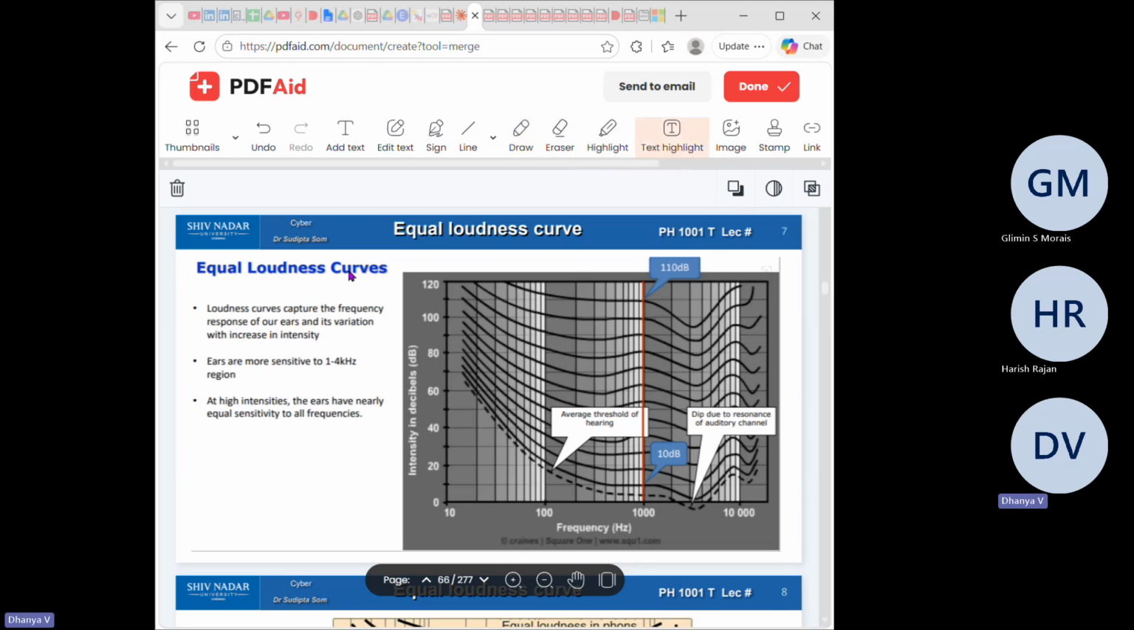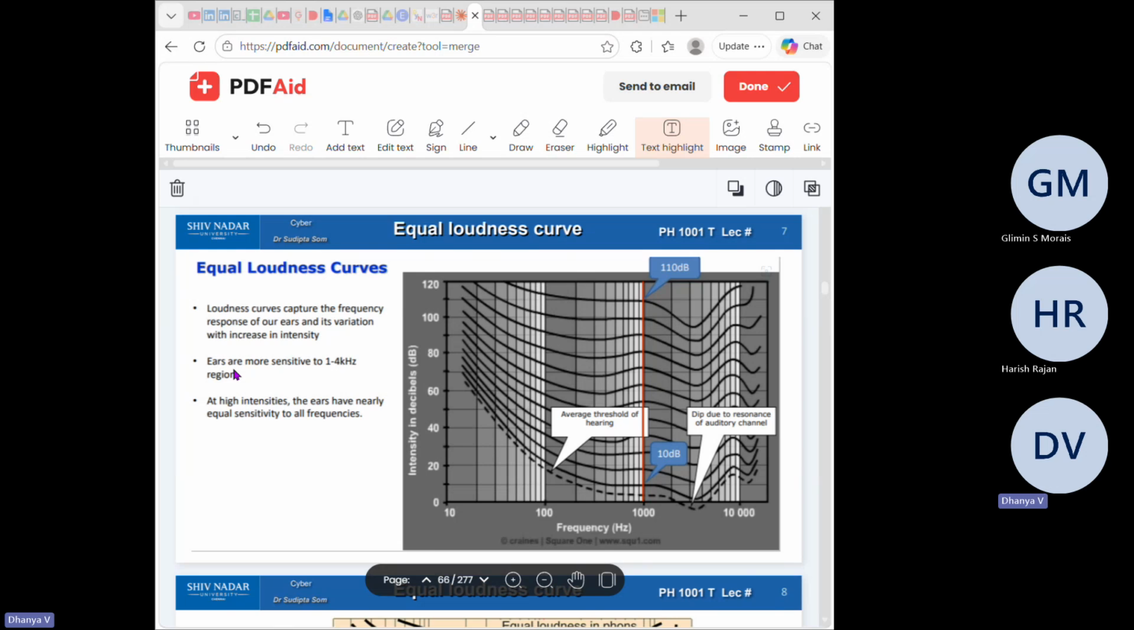So what is your equal loudness curve? It tells a relationship between the increase in intensity, how the frequency changes, and how we actually perceive it. The loudness curve captures the frequency response of our ears and its variation with intensity. With the increase in intensity, how exactly do humans perceive these frequencies? This is what the loudness curves talk about.